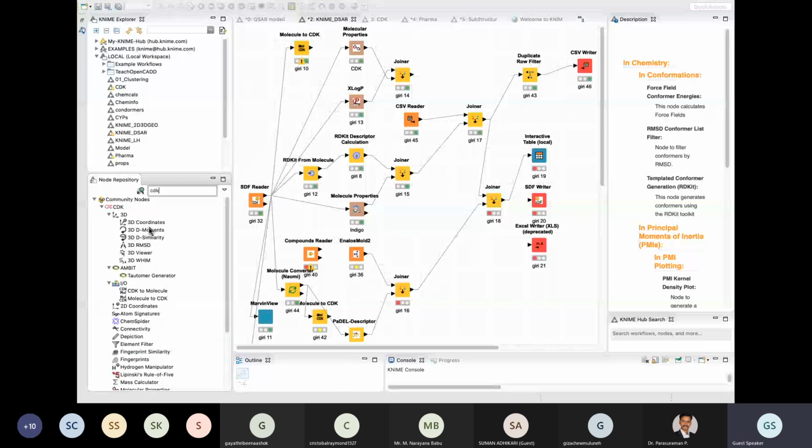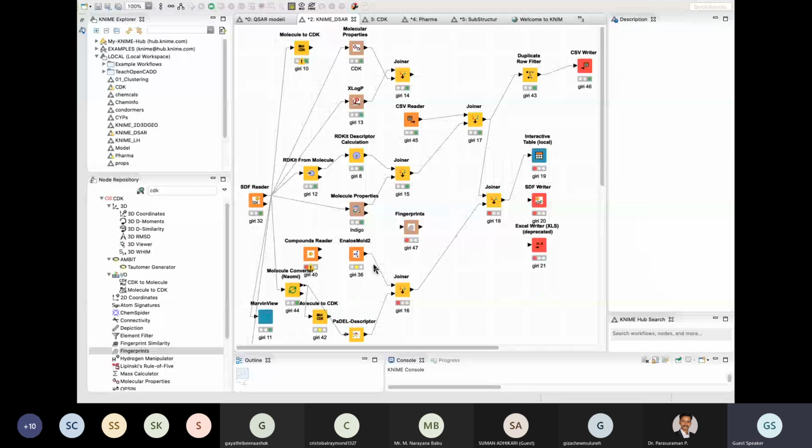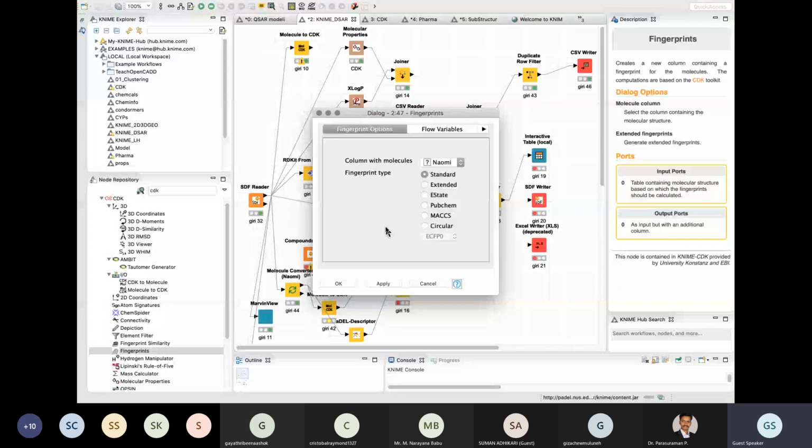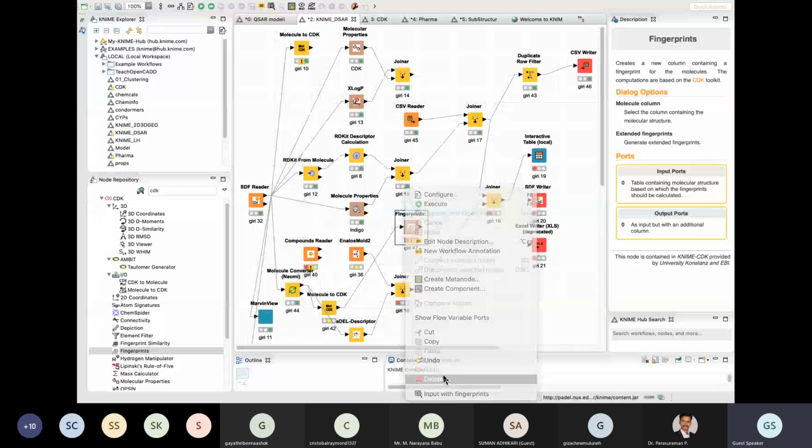Yes, fingerprints and CDK. Some nodes have some requirements, so read the README and then that's how you have to take it. Here you have standard, extended, E-state, PubChem, MACCS, and circular. ECFP is also there, but here we don't find Daylight. Since it's paid, probably you might not find it anywhere.